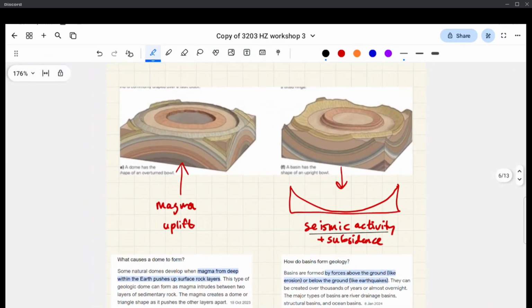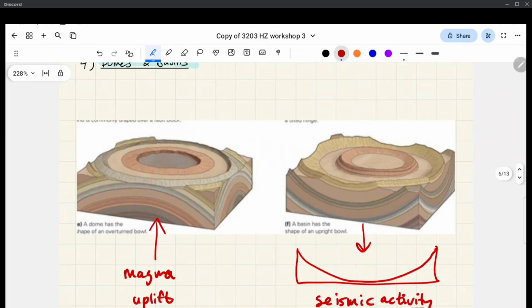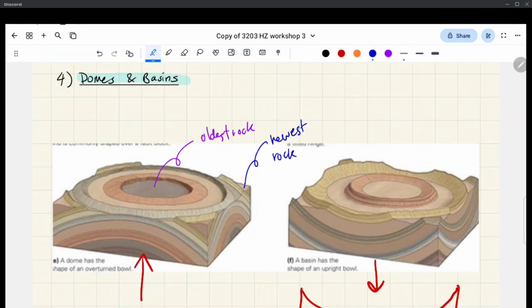The important part is because of this shape, right? So for example, your dome, there's this magma uplift. It causes it to have this upside down bowl shape. And then weathering and erosion causes the top layer maybe to be scraped off, so you're left with this kind of shape. What you're going to find is that you have your oldest rock here and your newest rock here. Let me just check I haven't gone the other way around. I'm pretty sure that's right.